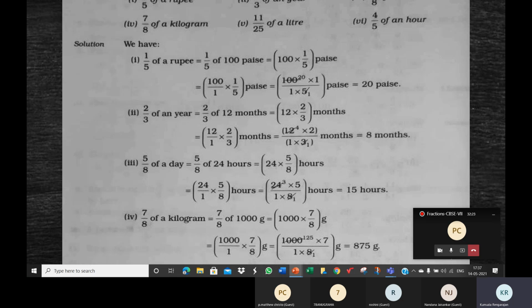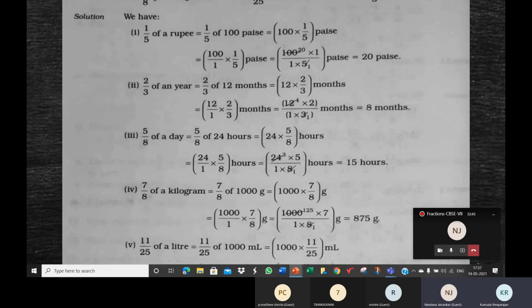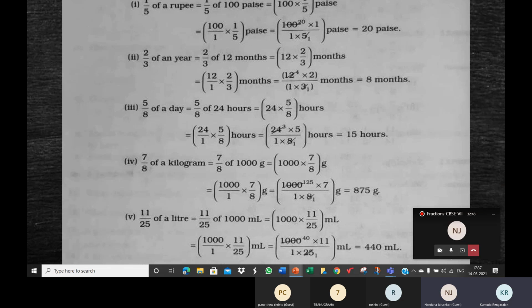Yes, anyone else? 1000 divided by 25, 40 ml. So 11 into 40. 40 milliliters, ma'am. 440 milliliters. See here. See the steps.